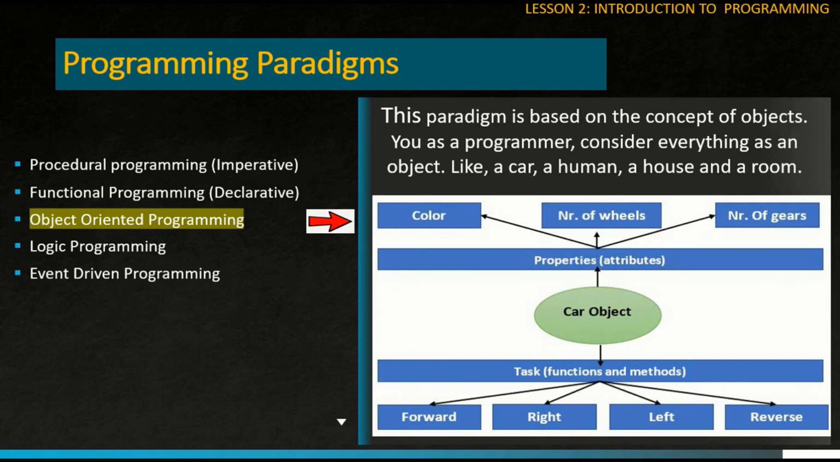Once you have defined properties, then you define tasks that an object can perform. Like, a car can move, turn right, turn left, and reverse. These tasks are called methods, or functions in object-oriented programming. In short, a collection of properties and methods is called an object.